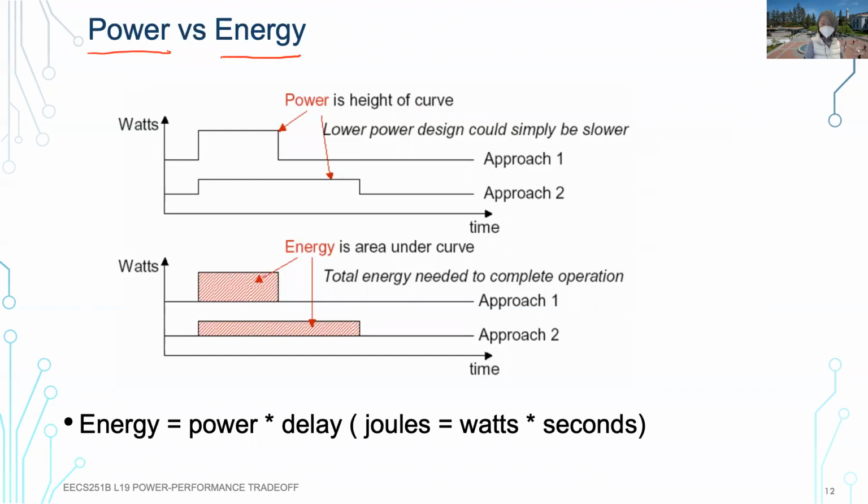This is similar to what we saw before. We're looking at the power over time. In this case, power is the amplitude, the height of the curve. Different approaches and different optimizations may reach different power consumption, but they may have the same energy cost, because energy is the area under this curve, power over time.